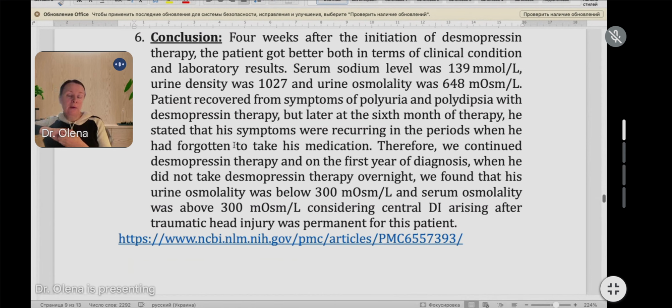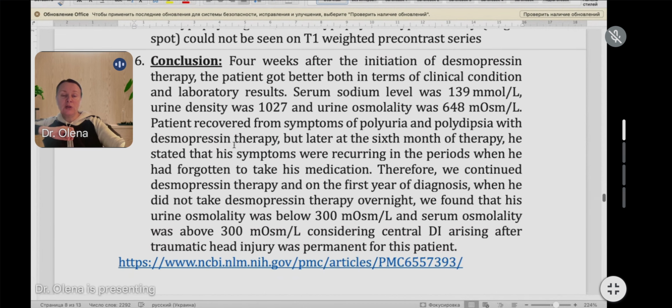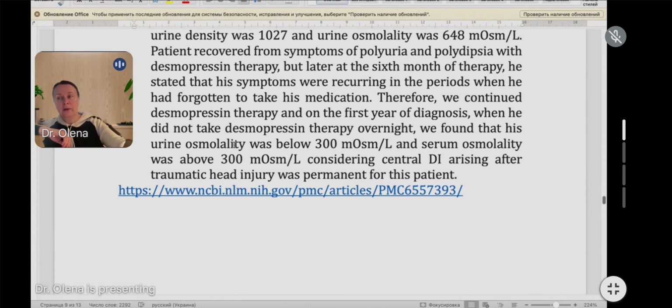maybe for the whole of his future life, for compensation of the imbalance in antidiuretic hormones in his body due to the traumatic brain injury. And from time to time, patients should be under control of their blood osmolarity, urine osmolarity, and possible electrolyte disorders. So patients should visit the doctors regularly in their life for controlling their condition.